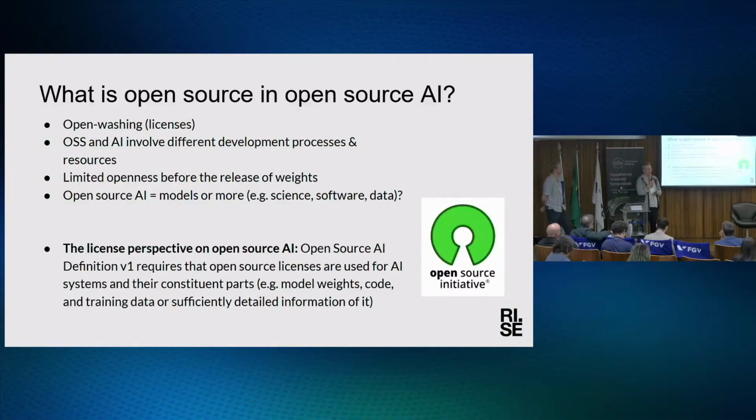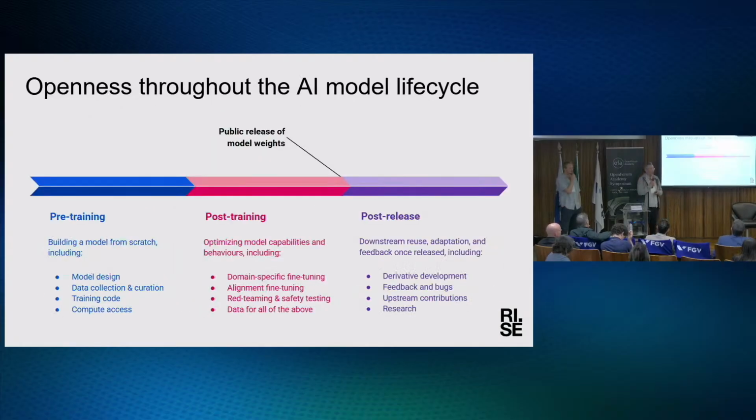And we have the open source AI definition as a foundation, saying it requires open source licenses are used for AI systems and its constituent parts, being, for example, model weights, code, and training data, or at least sufficiently detailed information. We can also talk about the openness throughout the development, reuse, and maintenance lifecycle. So typically the focus is, okay, now we release something with open weights, and this is where the collaboration happens.